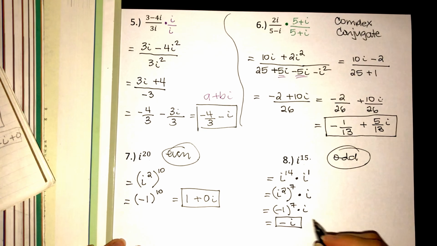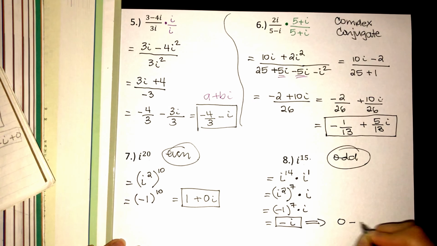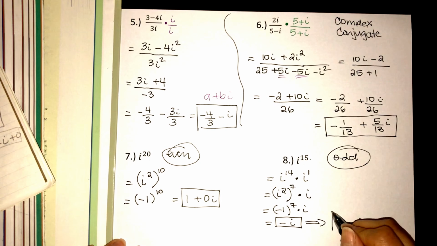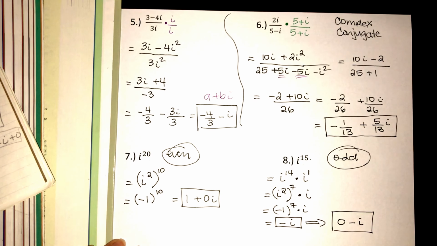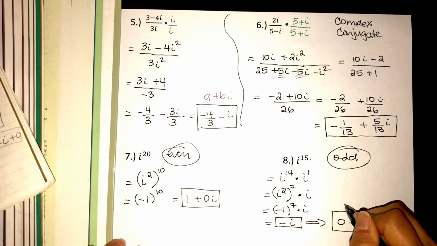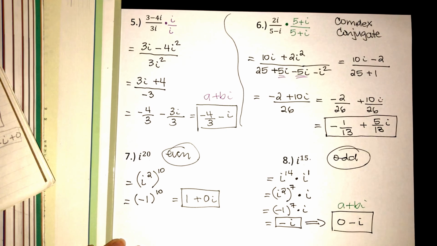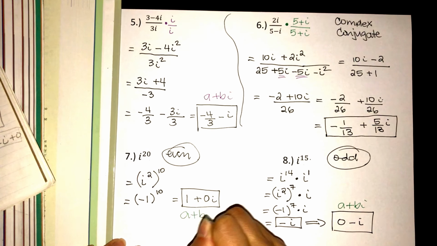Now, I need to make sure I put this in a plus bi form. So it's really 0 minus 1i, or negative i. Okay, so again, just quick reminder. This is in a plus bi form, a plus bi form.